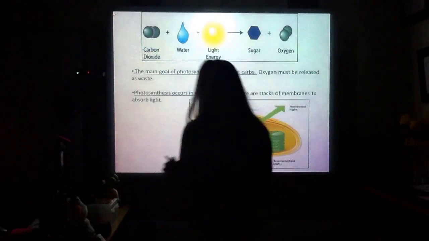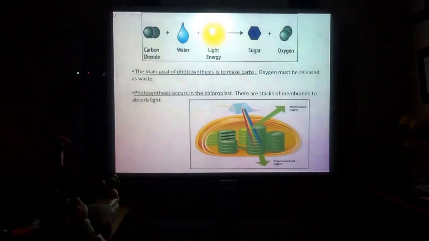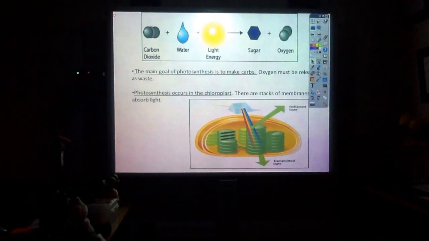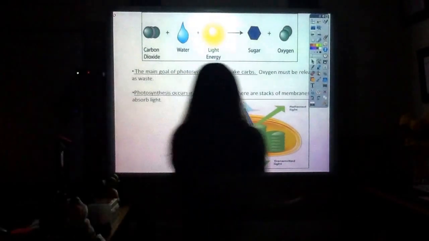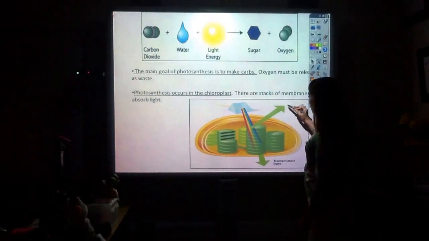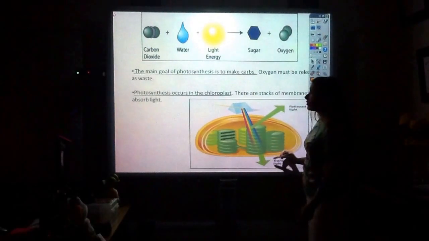Let's talk about the where. Photosynthesis happens in the chloroplast. We've seen the chloroplast before. The chloroplast has stacks of membranes, and these stacks of membranes help absorb light. One thing that we want to notice about the chloroplast is you can see in this picture that light is coming through. And you can also see that some light is reflected or released.